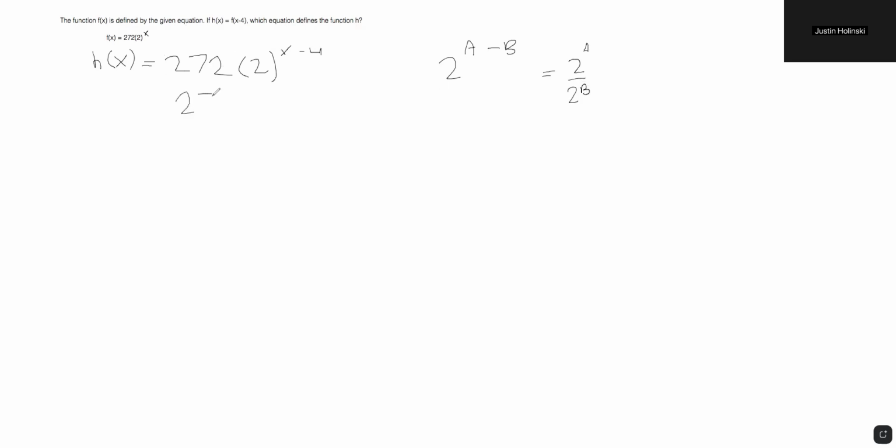So this is going to be 272 times 2 to the x over 2 to the fourth power, which is 16. So we have 272 divided by 16. That gets us 17. So the answer is 17 times 2 to the x power, and that is our answer.